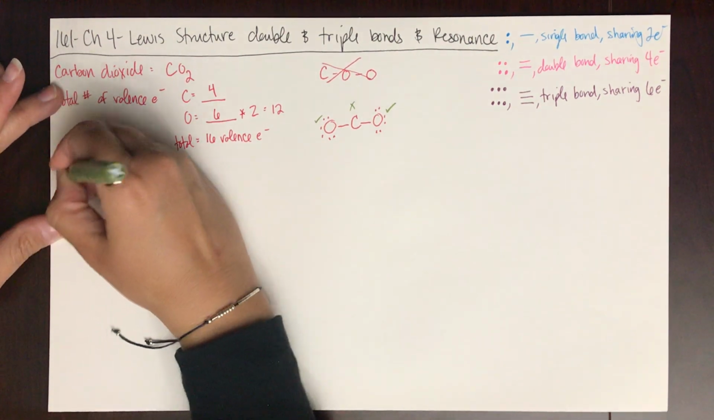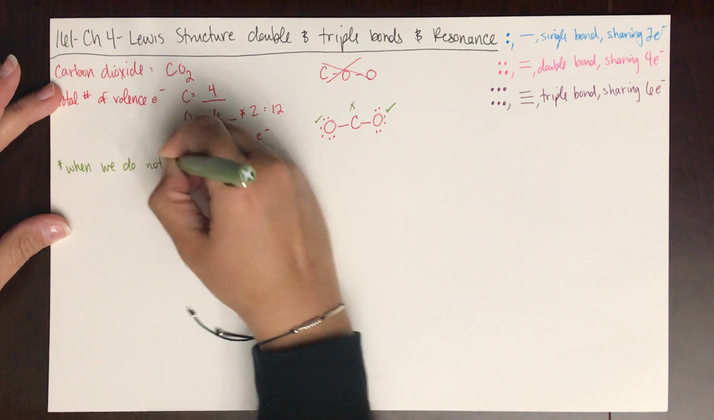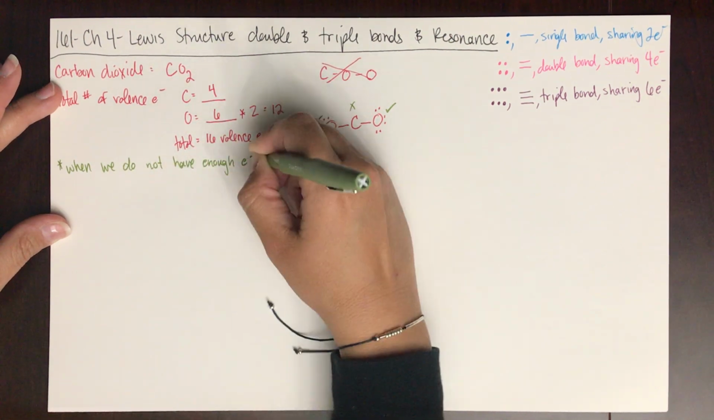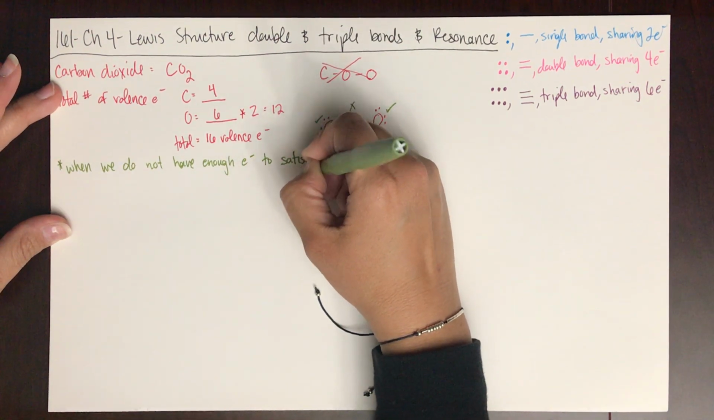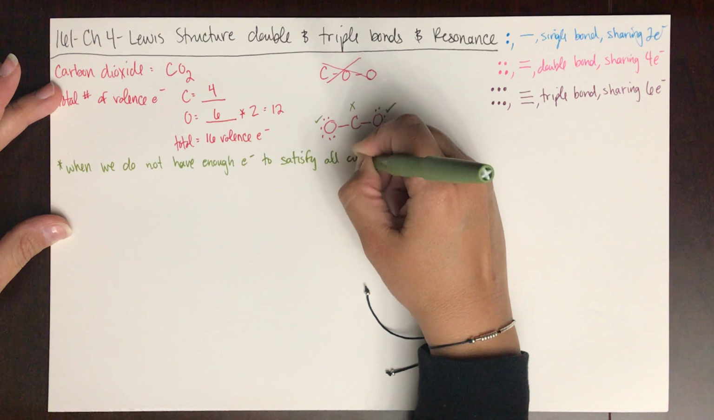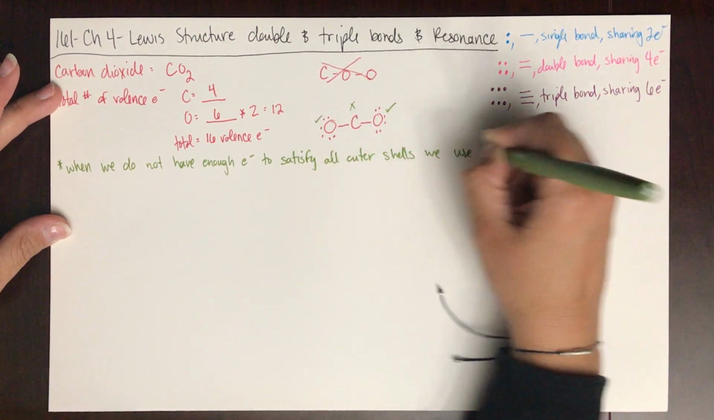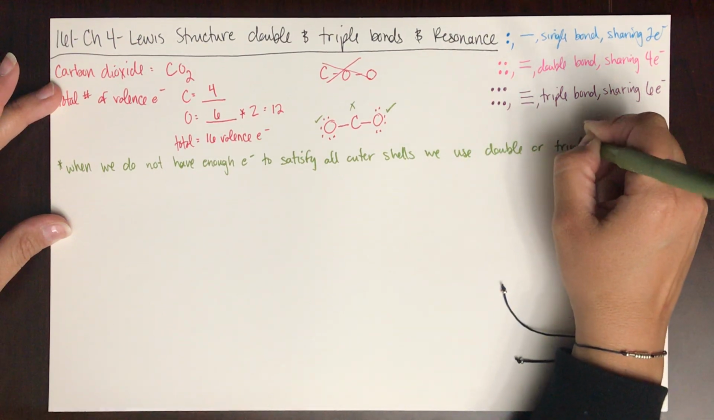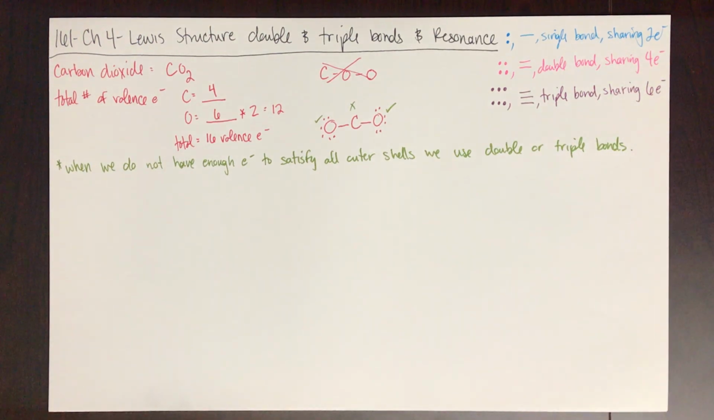So when we do not have enough electrons to satisfy all outer shells, we use double or triple bonds. Okay, so we're just going to start with a double bond and see what happens.